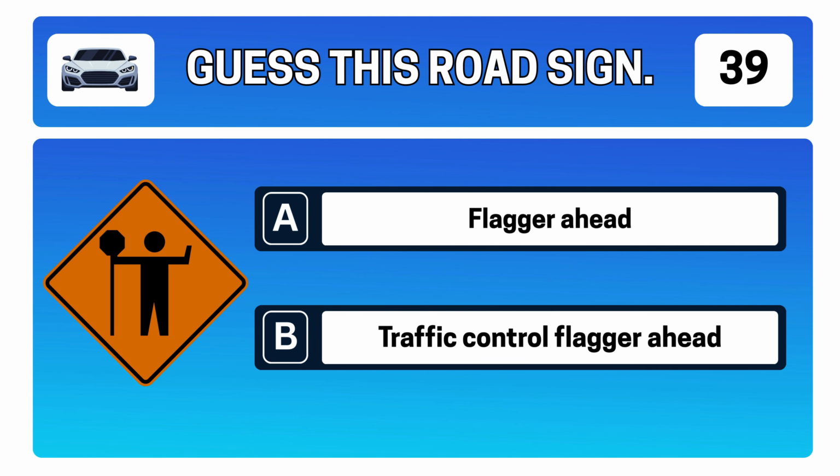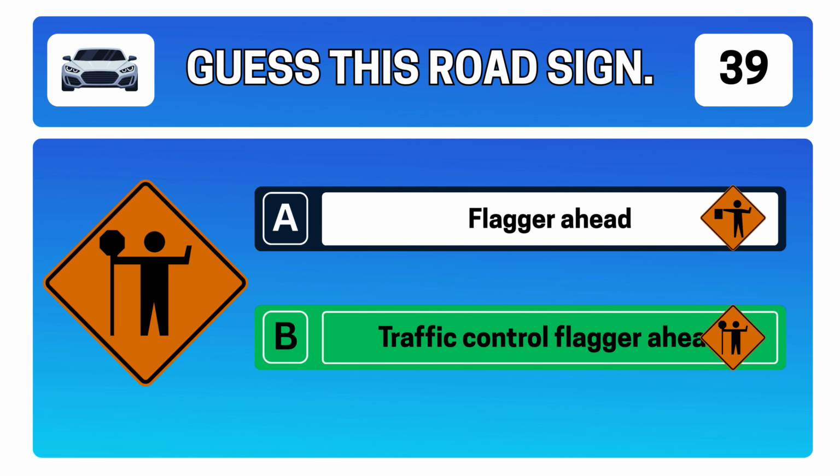What does this traffic sign indicate? A. Flagger ahead. B. Traffic control flagger ahead. Perfect. It is the traffic control flagger ahead sign.